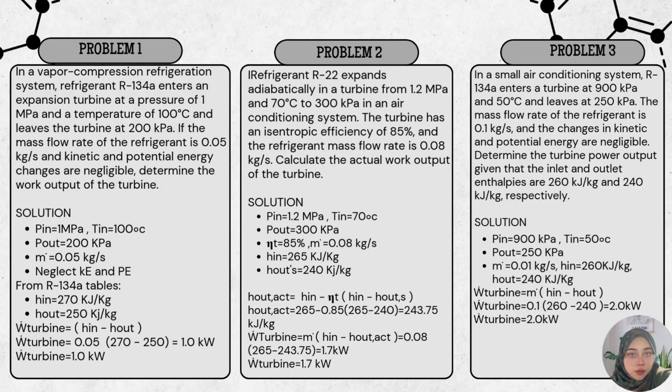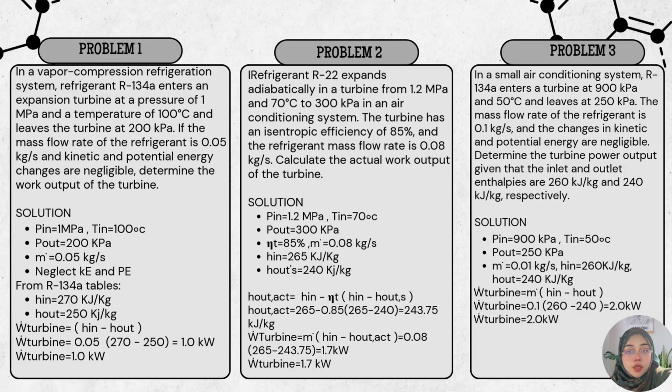So for this slide, I will present the problems and the solutions. We have 3 problems for the turbine. Problem number 1: in a vapor compression refrigeration system, we refer to the table. R134a enters an expansion turbine at a pressure of 1 megapascal and a temperature of 100 Celsius and leaves the turbine at 200 kilopascal. If the mass flow rate of the refrigerant is 0.05 kilogram per second and kinetic and potential energy changes are negligible, determine the work output of the turbine.